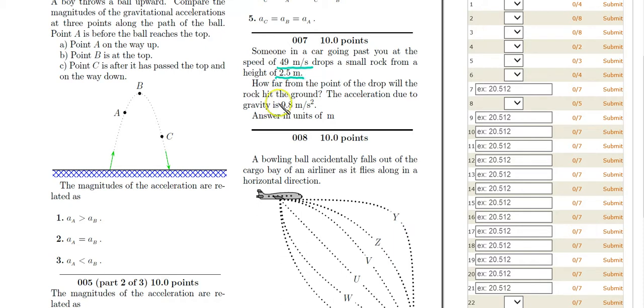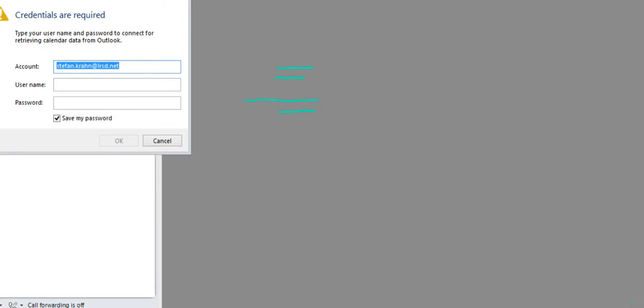Anyways, question says, how far from the point of the drop will the rock hit the ground? Okay, hit the ground, and acceleration due to gravity is 9.8 meters per second squared. And my answer is in meters here. So this one's going to be a little bit of a tricky setup, but once we get it, it won't be too bad. So I'll start off by writing down my vertical information.